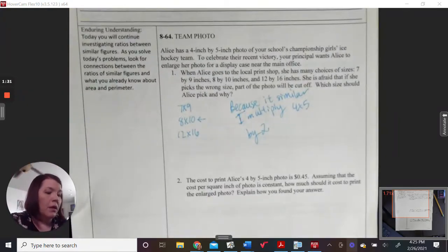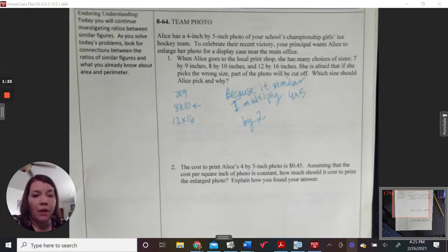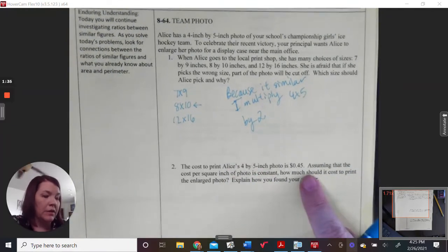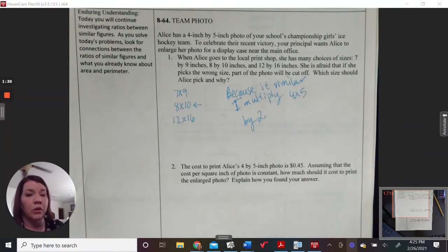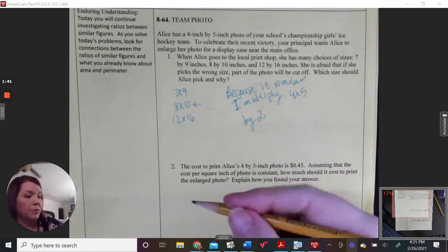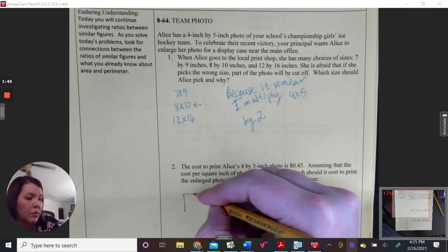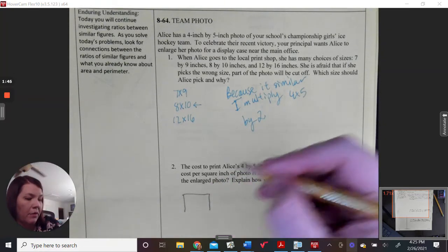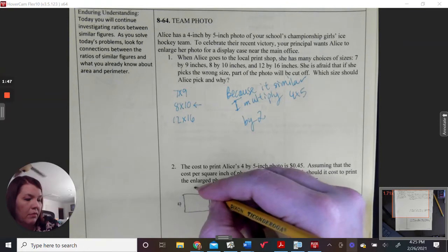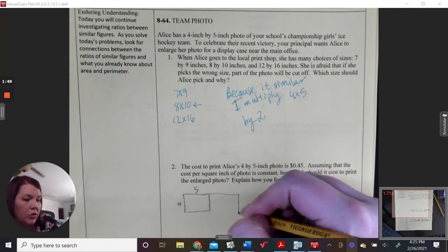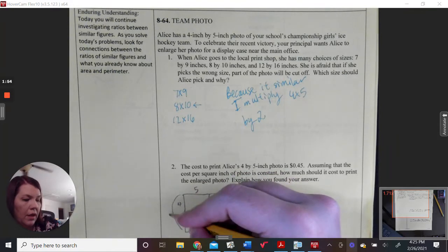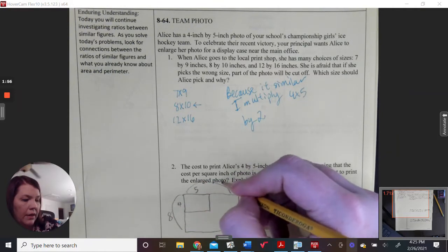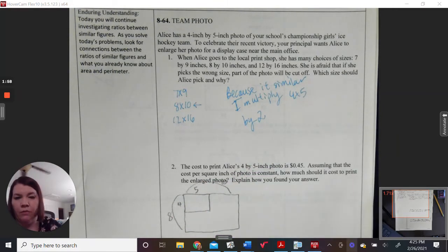The cost for Alice's photo, if it's normal 4 by 5 inches, is 45 cents. Assuming that the cost per square inch is constant, how much should it cost to print the enlarged photo? So we have our 4 by 5. When I enlarge it, it will be 8 by 10. What happened to the area?